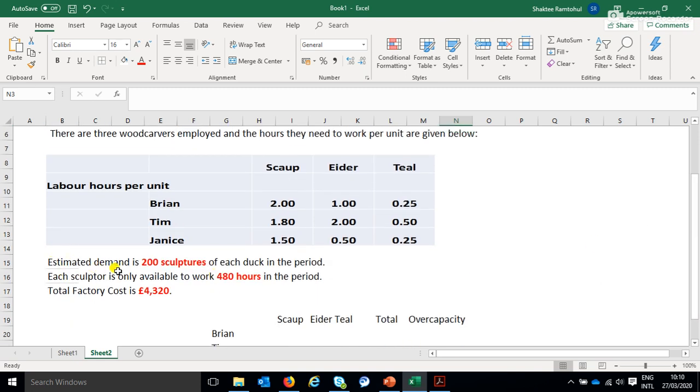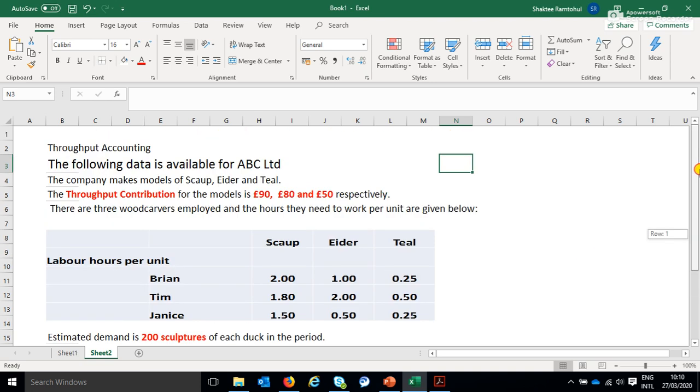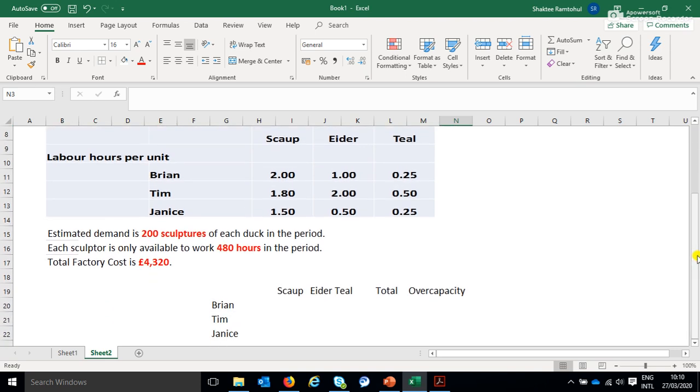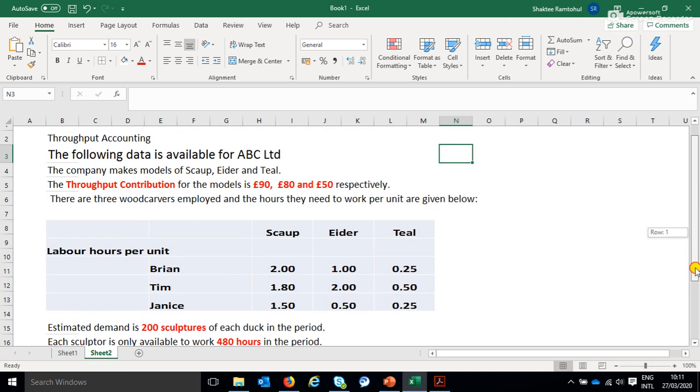Let's move on. We are told estimated demand is 200 sculptures of each duck. So I gather these are duck sculptures. Each sculptor is only available to work 480 hours in the period. Total factory cost is 4,320 pounds, and we'll come to that later. The deal is this. Let's try to see which activity is the bottleneck here.